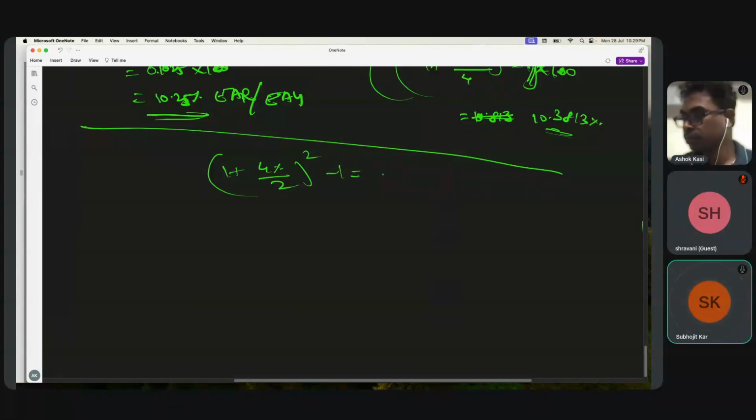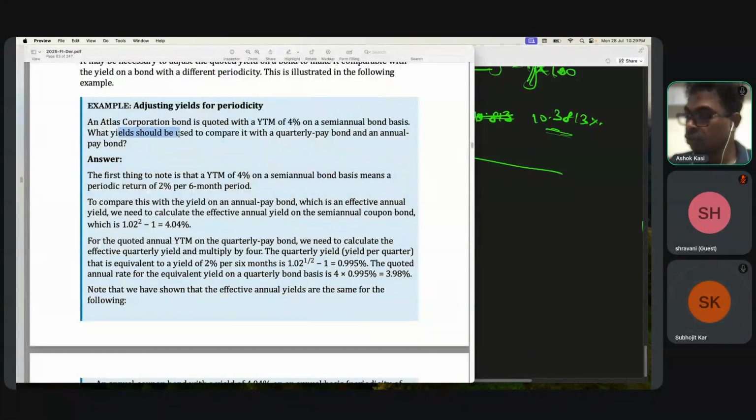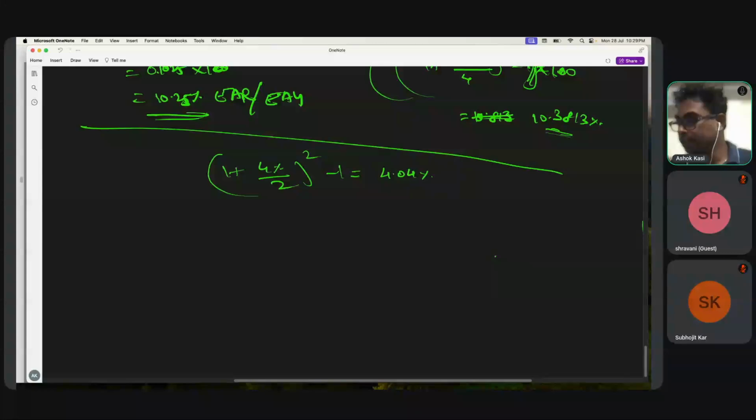4.04 percentage. Okay. Now the question is, what yield should be used to compare it with a quarterly pay bond and an annual pay bond? Annual pay, you leave it first. First, we'll focus on quarterly. What yield should be used to compare it with quarterly? That means, what yield are they asking for?